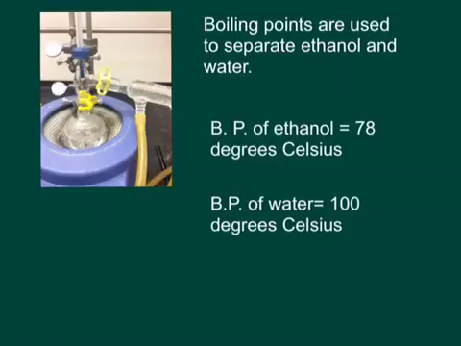Because both water and ethanol are polar and they are miscible, the boiling points are used to separate ethanol and water. The boiling point of ethanol is 78 degrees Celsius, whereas, as I mentioned earlier, the boiling point of water is 100 degrees Celsius. As a result, ethanol is more volatile and will completely evaporate before water does. Water is constantly evaporating, but it's not always at its boiling point.